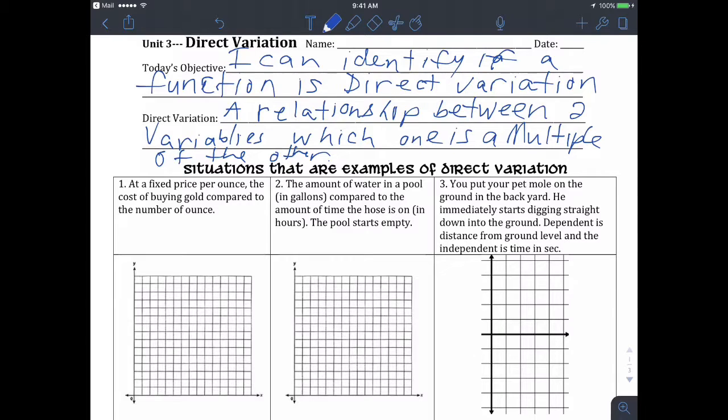Now, to start direct variation, I have a couple of clips for you guys to see. The first one involves someone buying gold. It says at a fixed price per ounce, the cost of buying gold compared to the number of ounces. So watch this clip, and then you have to come up with the graph.